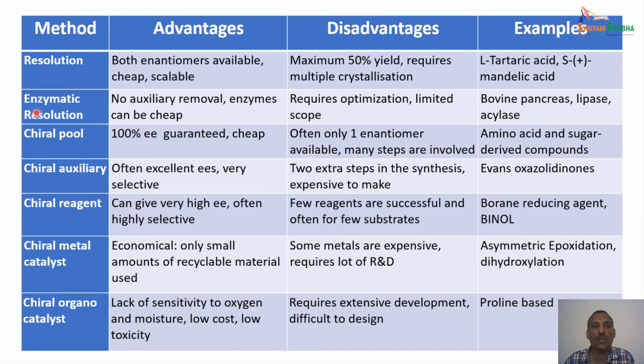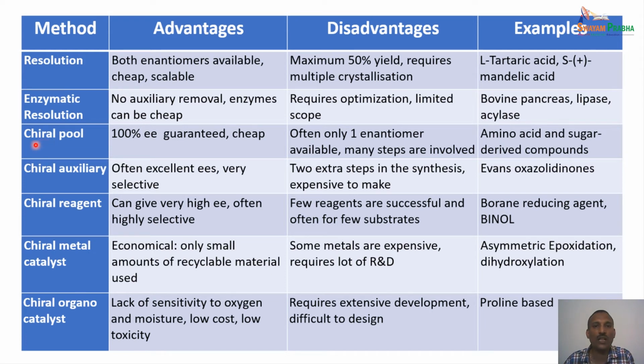In the case of enzymatic resolution, we don't have to use any chiral auxiliary, and many times enzymes are cheap, so this is a better method. But the limitation is that this requires quite a lot of optimization, because enzymes are generally sensitive to many reaction conditions, so they have very limited scope. Some examples are given here: lipase, acylase, etc. are some of the enzymes which can be used for enzymatic resolution.